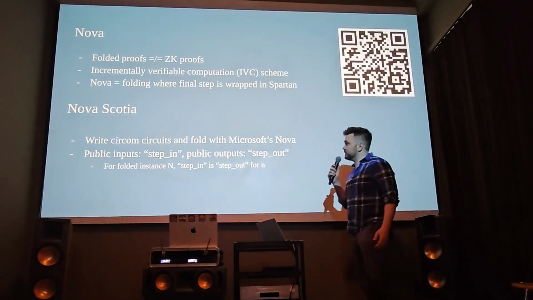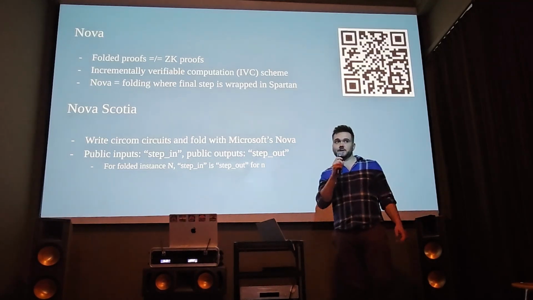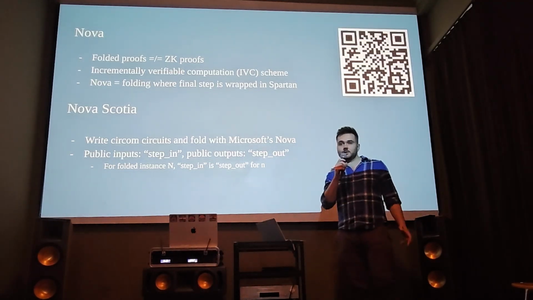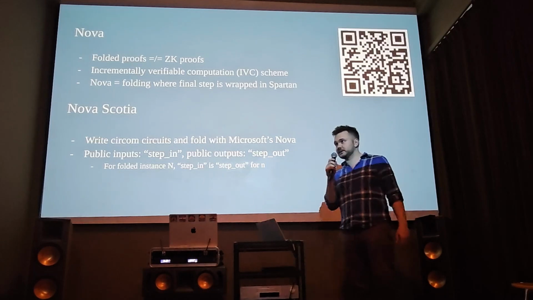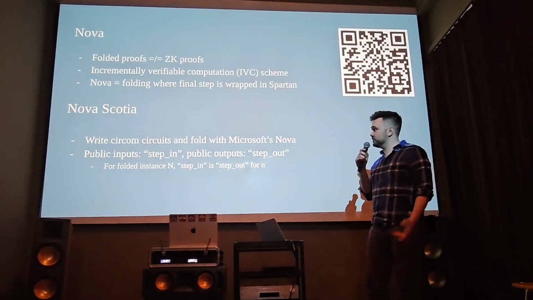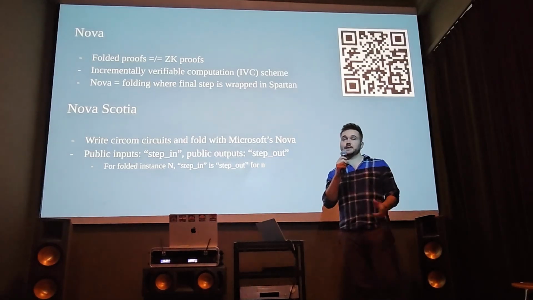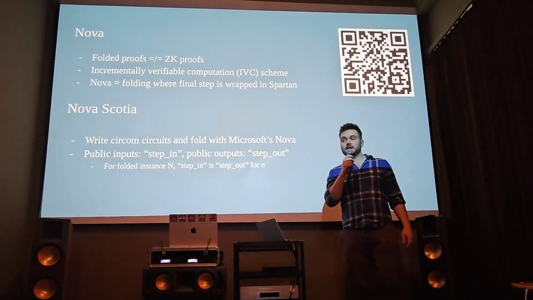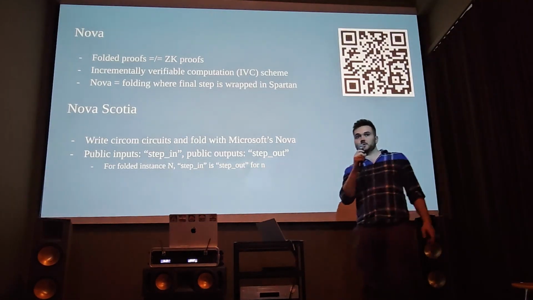But just really quickly, folded proofs themselves are not actually zero knowledge. All they are is incrementally verifiable computations saying that the sequential computations are constructed correctly. The way you actually get zero knowledge in a folding scheme, for instance Nova, is that you take something like Spartan and you wrap the entire folded proof and verify that in zero knowledge. So eventually folded schemes become zero knowledge, but initially they are not.